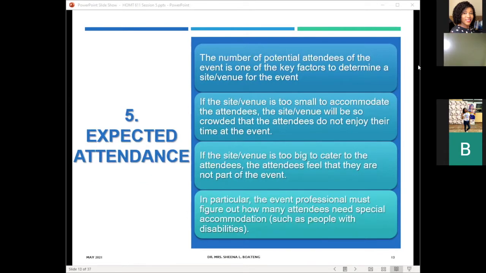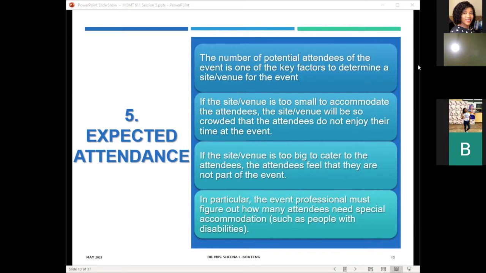Also, we need to consider expected attendance, which is very important. There have been instances where I have attended events and I have seen the venue or the site of the event overflowing, such that the number of people that they prepared for was less than the number of people that showed up. So now they are having to find chairs and tables to sit people sometimes outside the premises. If it's an indoor event, you will find that they are setting up tables and chairs for people to sit outside.